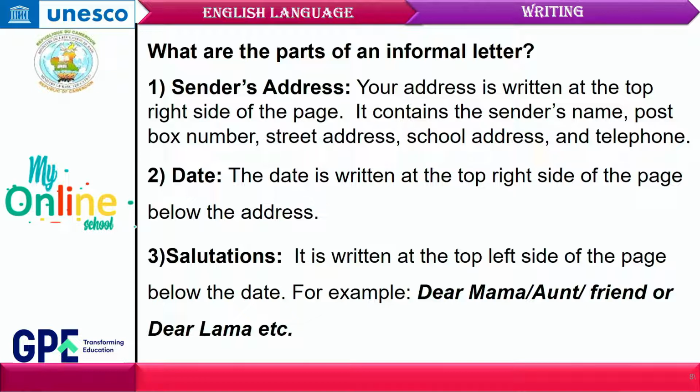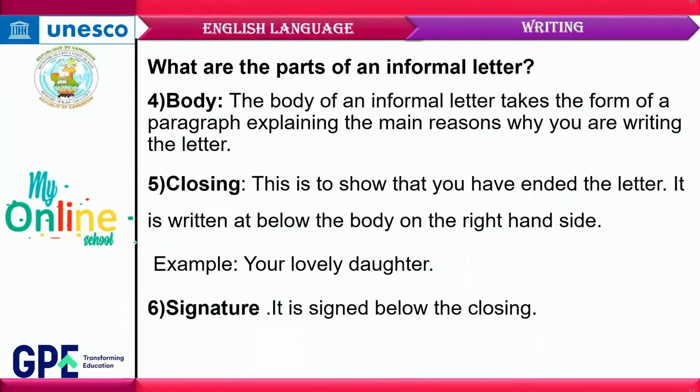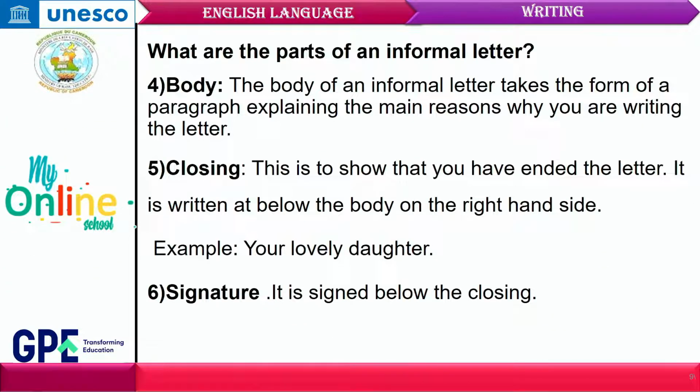And what can that salutation be? You can say, dear mama, dear father, dear auntie, dear friend, dear Lema, etc. And the fourth point is the body. When you give your salutation, you go directly into the body of your letter. And the body of an informal letter takes the form of a paragraph explaining the reason why you are writing the letter. It can be one paragraph or more paragraphs. Remember that a paragraph is centered on one major.